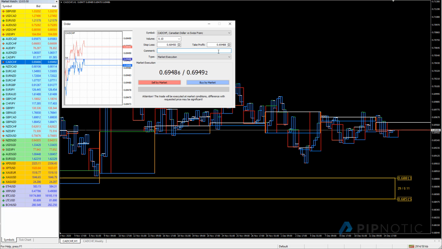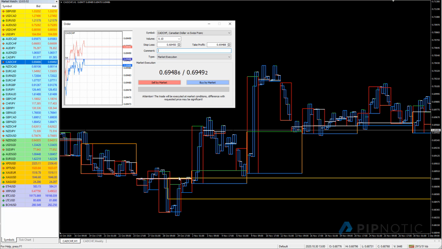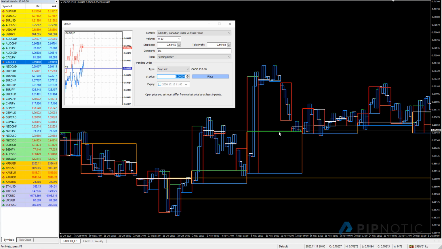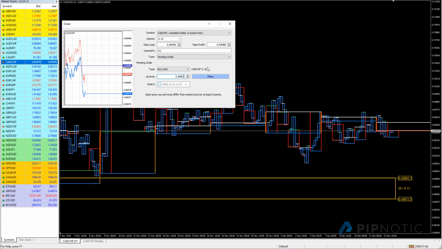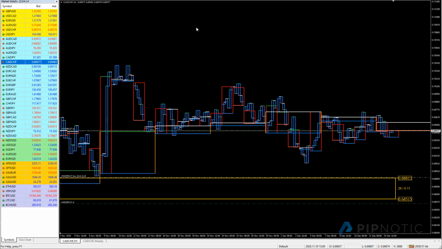So this is actually, what is this? This is a daily continuation pattern, isn't it? So I want to put D1 here, and this is a buy, and our entry price is 0.6881. 6881. Let me see what the spread is. I will put 882. We'll plop that in there.